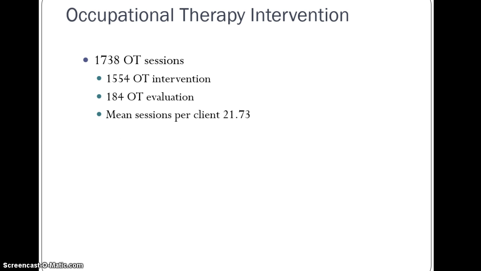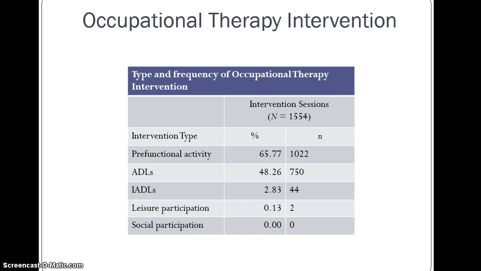For the occupational therapy interventions that were analyzed in the notes, of the 80 patients, there were 1,738 OT sessions. 1,554 of those sessions were intervention sessions, and 184 of the sessions were evaluation sessions. The mean number of sessions per client was 21.73. Here we can see the frequency and type of interventions that occurred.